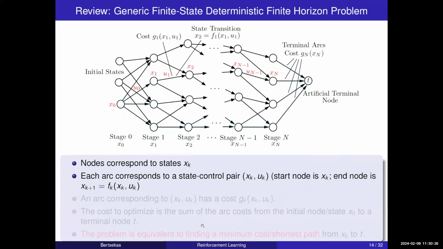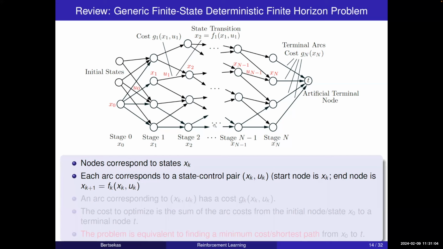We showed this a little bit in lecture one, but the execution of this can be viewed as a DAG, a directed acyclic graph. This graph is a set of states that are arranged in layers, where each layer corresponds to a particular stage. At stage zero, it contains all of the initial states, and at stage one, it contains all of the x1s, and stage two, et cetera, all the way to stage n. And then the last layer has this artificial termination node called t.